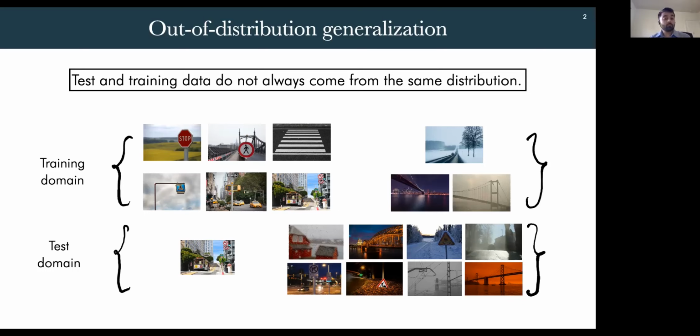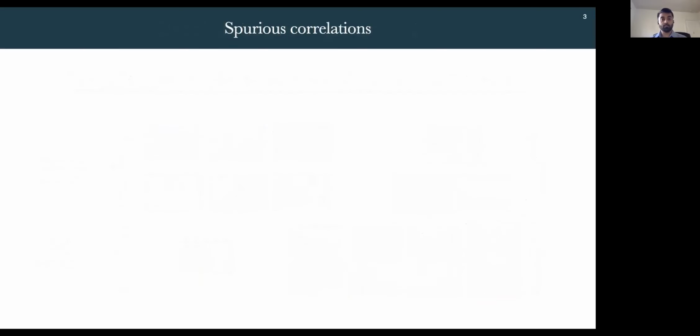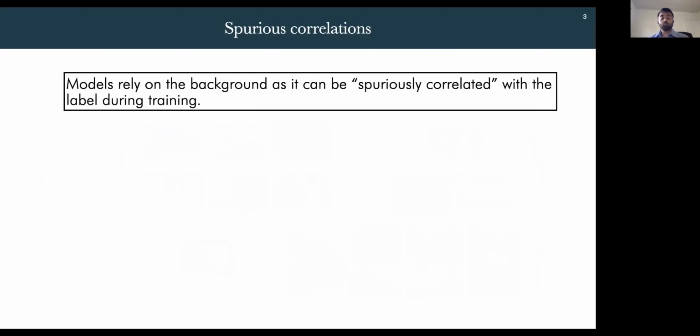So one way to think about why this sort of failure happens is in terms of spurious correlations. So what are spurious correlations? One example of spurious correlations is backgrounds. Very often it happens that the backgrounds in these images happen to be correlated with the label during training. And that results in your model using signals from the background in order to make its decision. And this can often lead to surprising kinds of failure during testing.